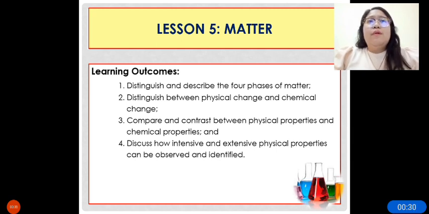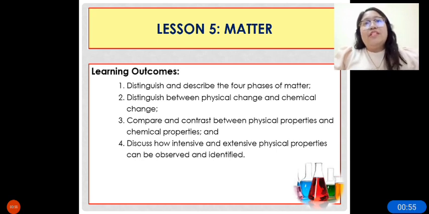one. We will also delve into the differences between physical and chemical changes and how these changes impact the properties of matter. Furthermore, we will compare and contrast physical properties and chemical properties and discuss how these intensive and extensive physical properties can be observed and identified.